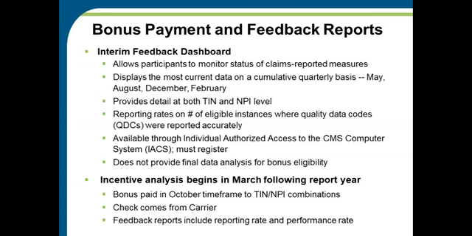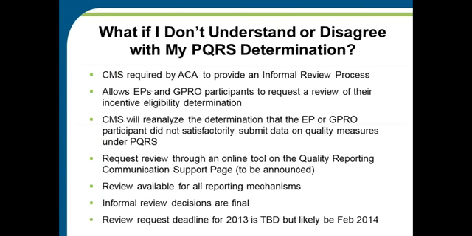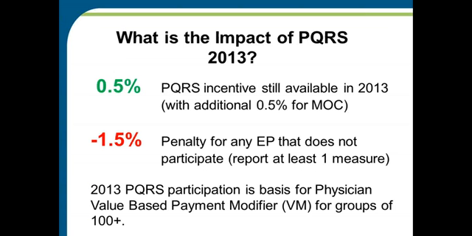carrier. The feedback reports that give you information on both your reporting rate and your performance rate are also available in that October time frame. So if you don't understand or disagree with your PQRS determination, CMS has developed an informal review process which allows you to request reanalysis of their determination. You can request this through an online tool which will be announced sometime in the end of the year that it's available for requesting a review. The deadline for 2013 request for analysis will probably be around February 2014.